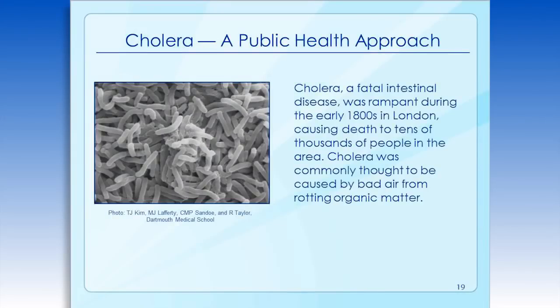So let's take a look at the public health approach and how it can be applied to a historical example of an infectious disease. During the 1800s in London, cholera, an often fatal intestinal disease, was rampant, causing death to thousands of people within hours, sometimes, of first symptoms.